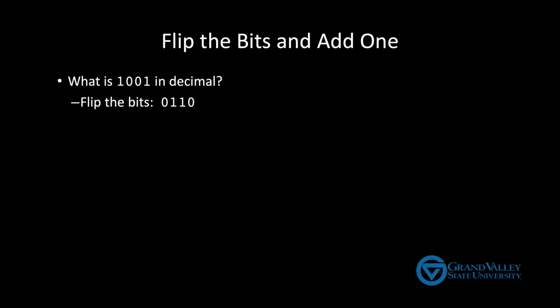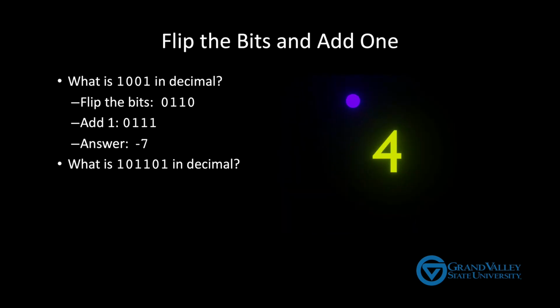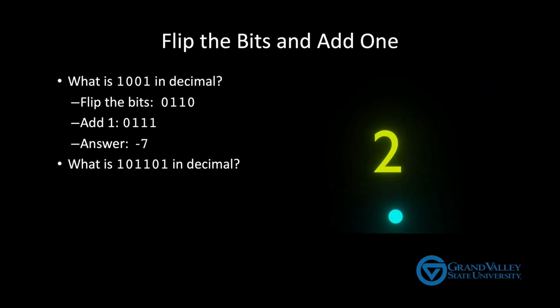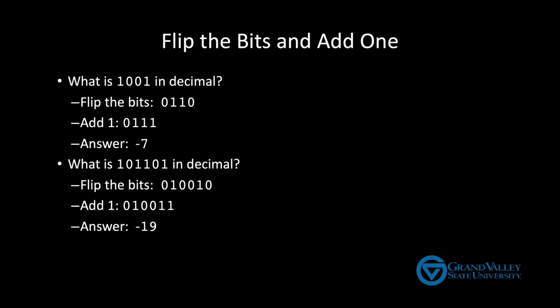Well, flip the bits, 0110, add 1, that's 0111. So 0111 is 7, which means the 2's complement value is -7. Now try 101101. Well, flip all the bits, 010010, add 1, 010011. Well, in binary that's 19, so that means our answer is -19.